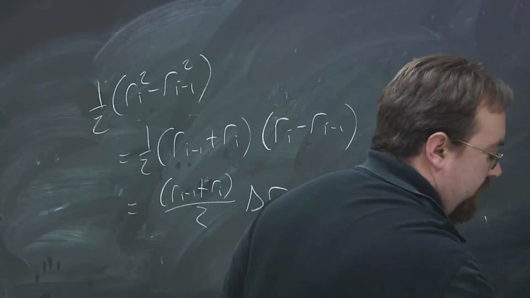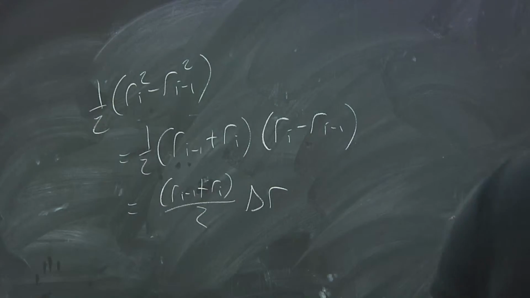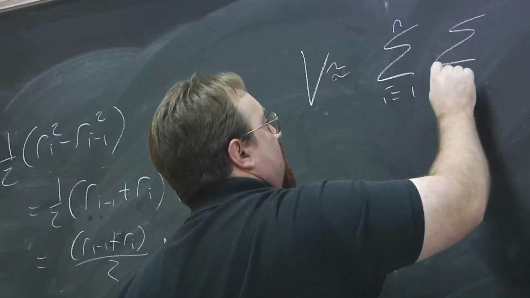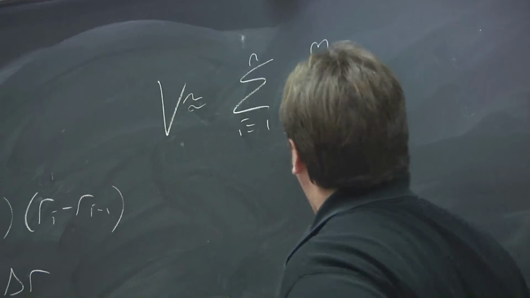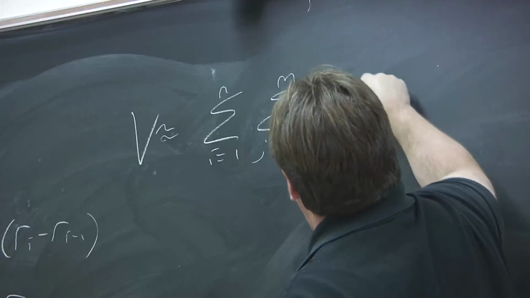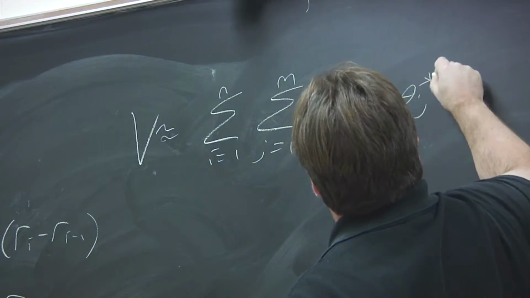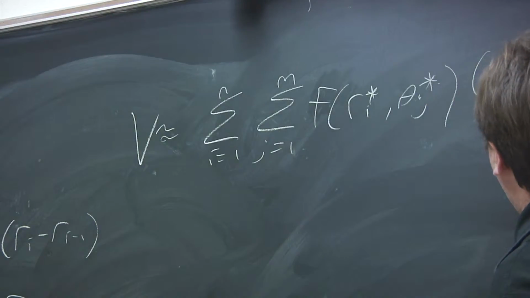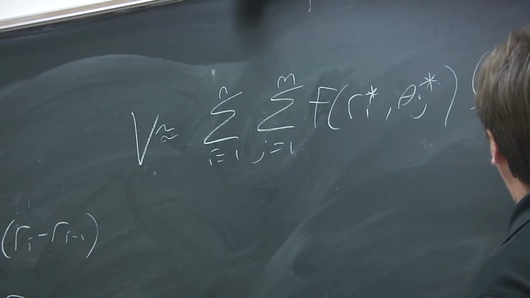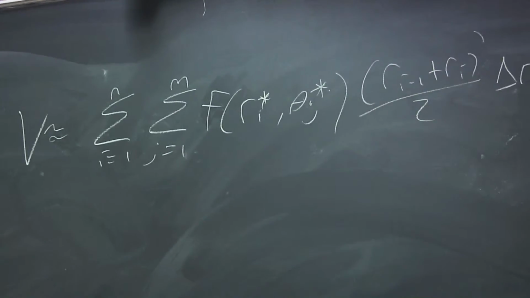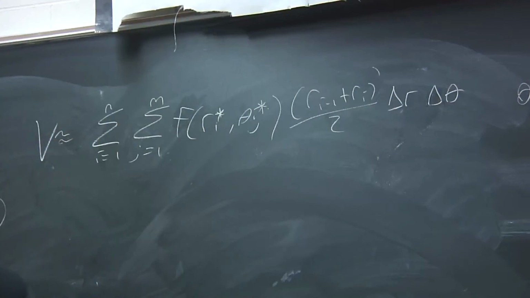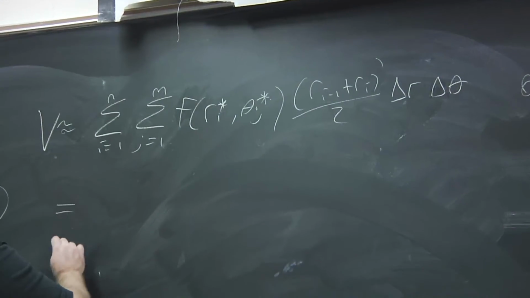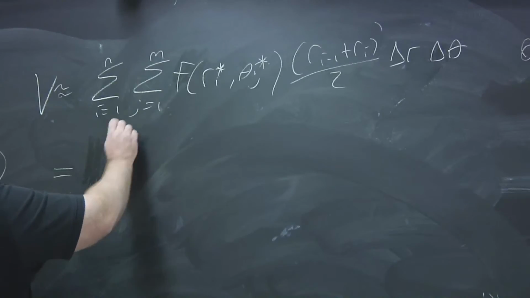So now our approximate volume is the sum over all polar rectangles. So we have our function, and then we have Ri minus 1 plus Ri over 2. And then we have delta r, delta theta. So now, as we let the number of polar rectangles go to infinity, what we get is the exact volume.